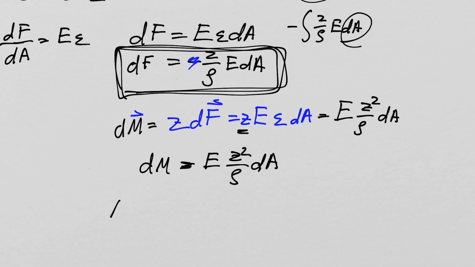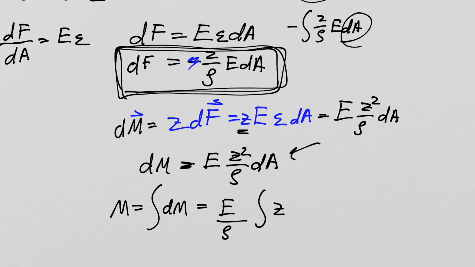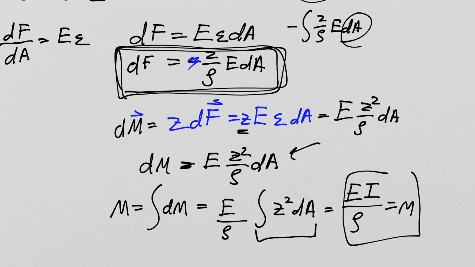And so the total moment is just the integral of the differential moment over everywhere where the differential moment is non-zero, which is everywhere where the area is non-zero. E is a constant, and rho is a constant, so we get the integral of Z squared dA. And this integral is always called the moment of inertia. So that ends up being EI, the moment of inertia, over rho. EI over rho equals the moment.